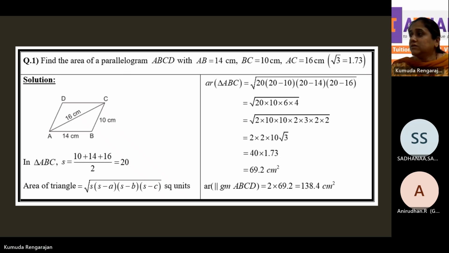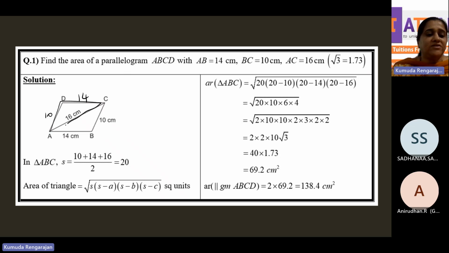Why? Correct, yes. Because the opposite sides are equal. If this is 14, this is also 14. If this is 10, this is also 10. So if you find the area of this triangle, you will get the same sides, no? 10, 14, 16. As this triangle, 10, 14, 16. So the other triangle also has the same sides. So the area will be the same. That's why we just doubled it.